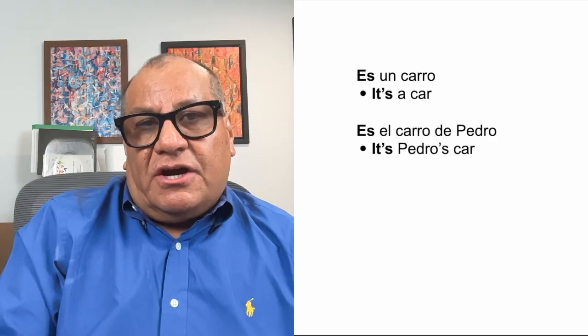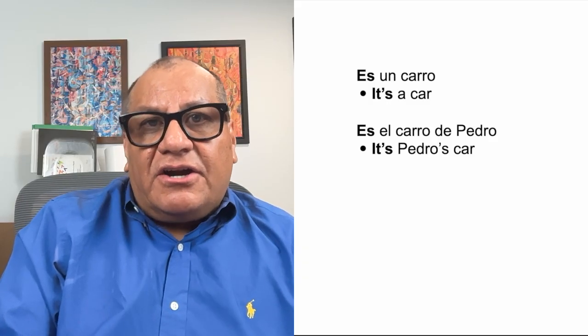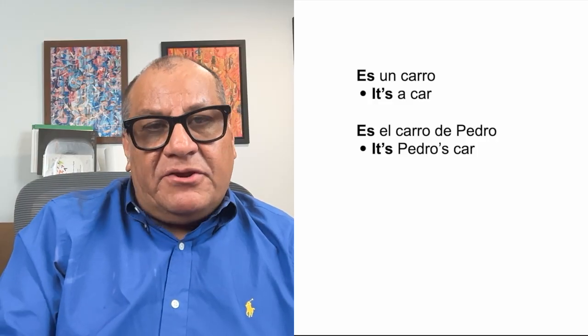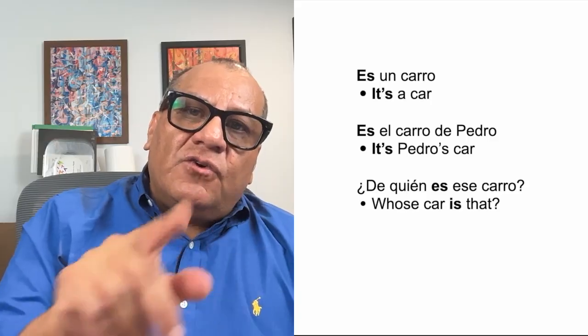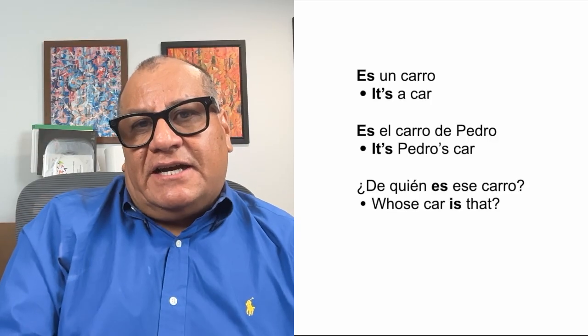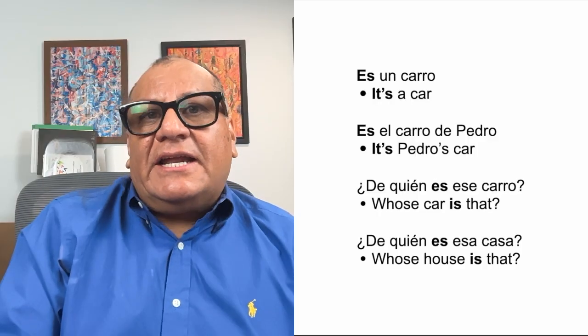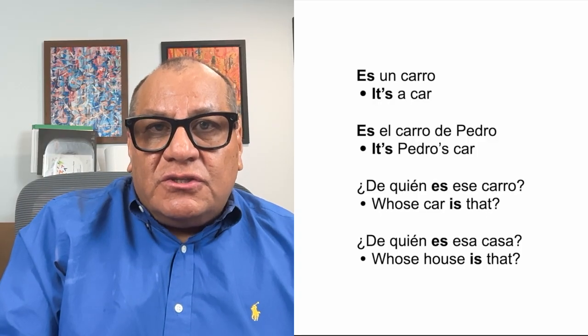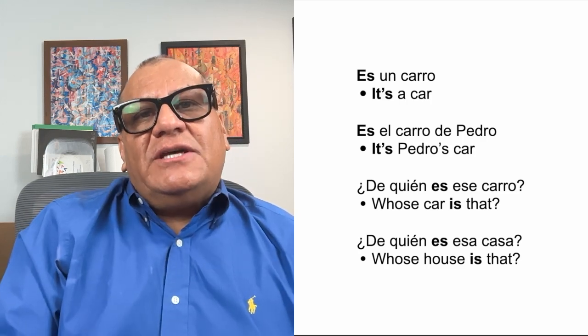It's Pedro's car. In Spanish, we don't have the apostrophe S, so we have to say it's the car of Pedro. Es el carro de Pedro. And that can also become a question. ¿De quién es ese carro? Of whom is that car? ¿De quién es esa casa? Whose house is that? Of whom is that house? So ser is going to be also used to identify things. When we identify things, we can also indicate belonging.